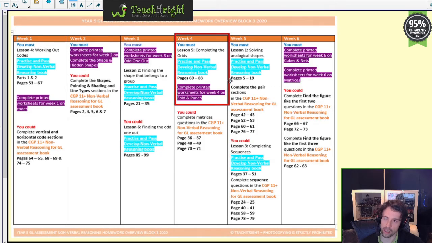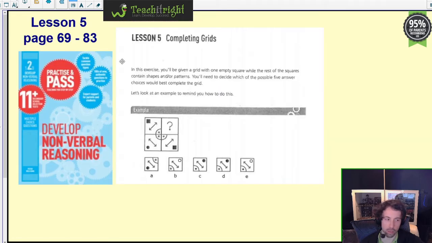So starting first, we have Lesson 5 from the Practice and Pass Non-Verbal Reasoning book, and we're doing pages 69 through to 83. The book looks like this.